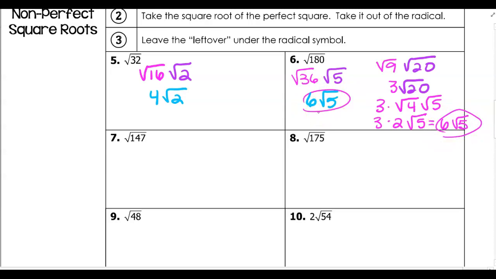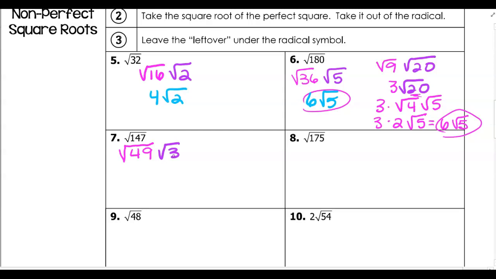So if you don't choose the greatest perfect square factor, you'll still get there. You just want to keep asking yourself, are there any perfect square factors of that number left? Number 7, we're going to rewrite the square root of 147 as the square root of 49 times the square root of 3.